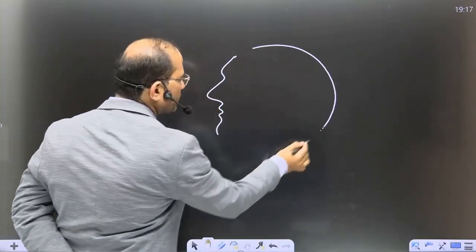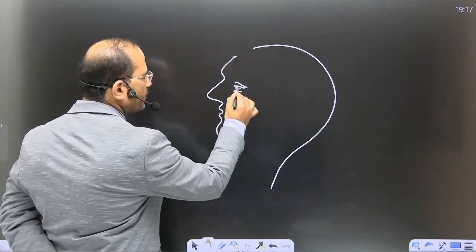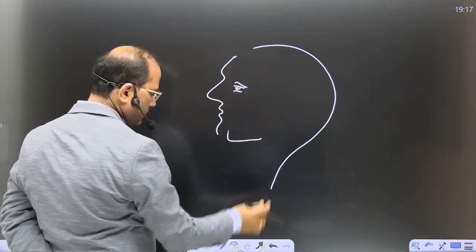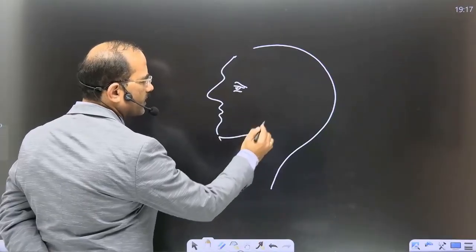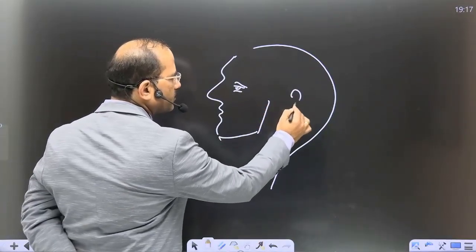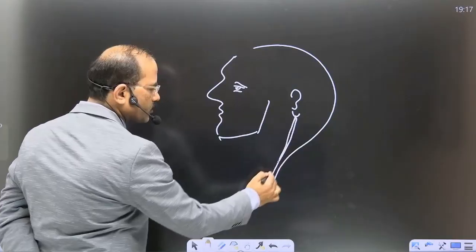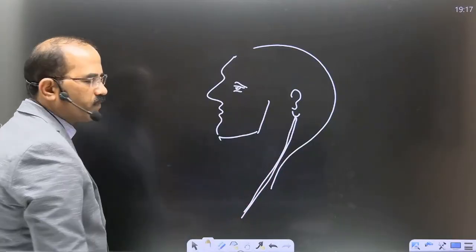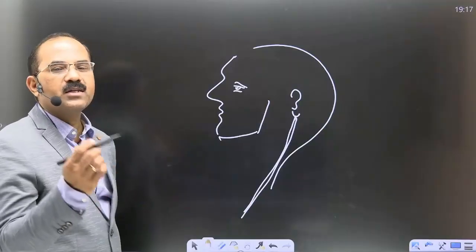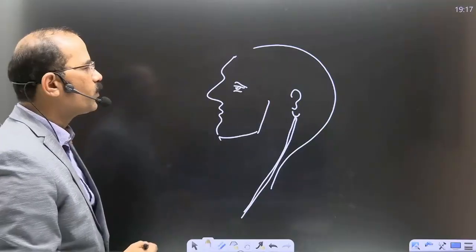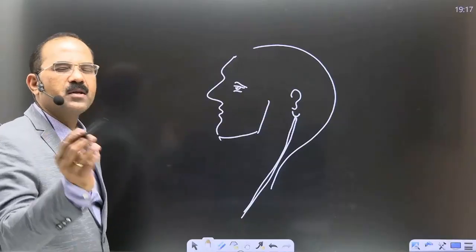Yes, beautiful. That's the eye. That's the body of the mandible. That's the ramus of the mandible. That's the ear here. That's the mastoid process. That's the sternocleidomastoid. And along with the sternocleidomastoid, there's a muscle, the posterior belly of digastric.